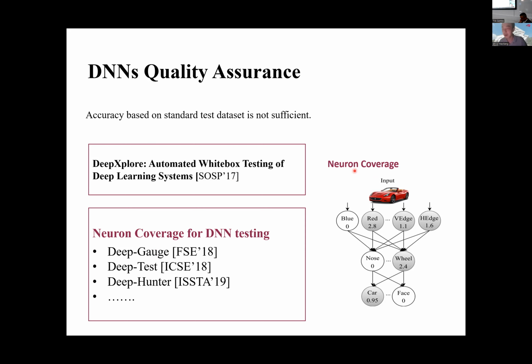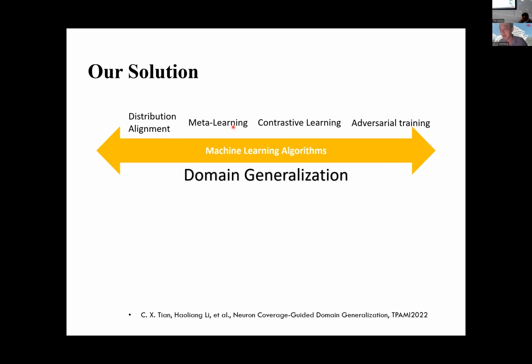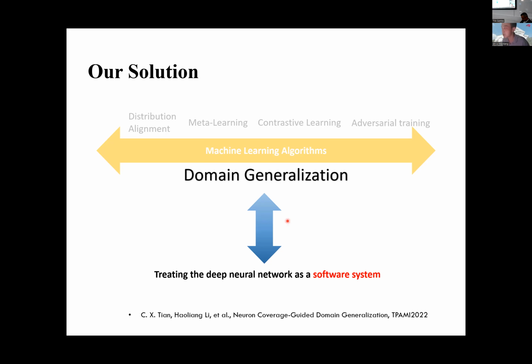But for the problem of domain generalization, what we want is real-time deployment. So maybe we want to make our deep neural networks generalize as much as possible. So we want to introduce the idea of neuron coverage to the problem of domain generalization. Let's recall that the existing techniques for domain generalization are all based on machine learning algorithms, like distribution alignment, meta-learning, contrastive learning, adversarial training. So in our work, which was accepted as a paper, we want to introduce a new perspective.